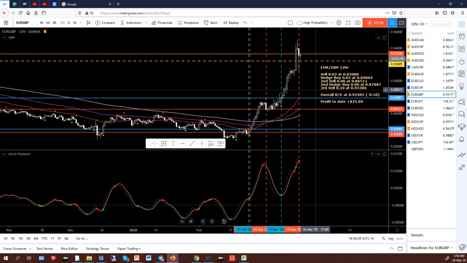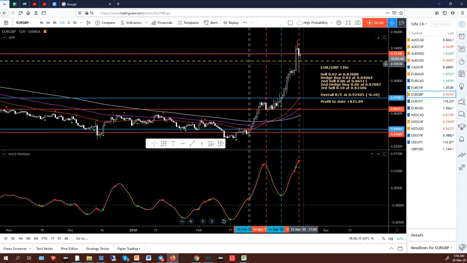Third trade taken this morning is at 0.10, which is up here. And my overall break even for the trades, 92.405. So that's that yellow line there. It's already come close, but not close enough. So that's the euro pound.